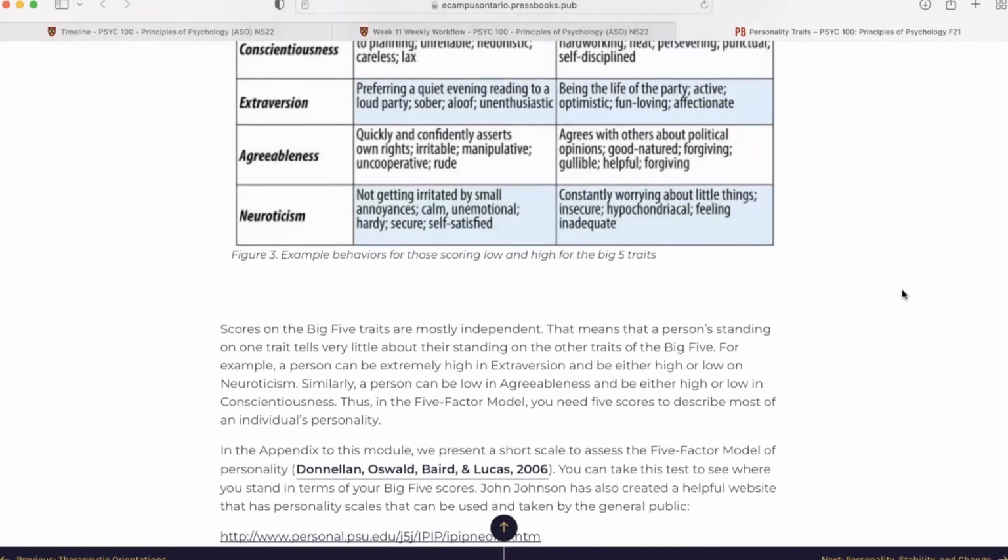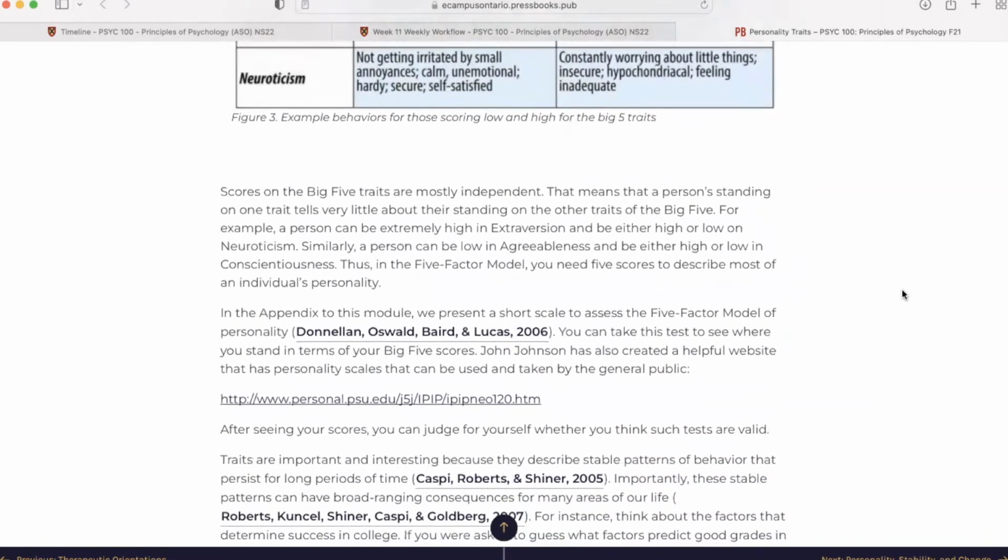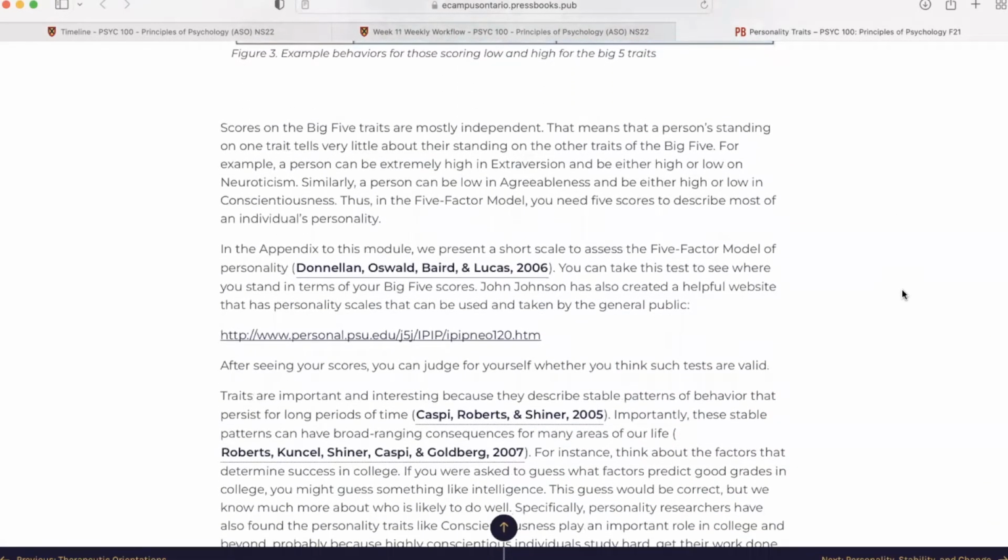All right, moving on. Scores on the Big Five traits are mostly independent. That means a person's standing on one trait level tells very little about their standing on the other trait levels of the Big Five. For example, a person can be extremely high in extroversion and be either high or low on neuroticism. Similarly, a person can be low in agreeableness and be either high or low in conscientiousness. Thus, in the five-factor model, you need 5 scores to describe most of the individual's personality.